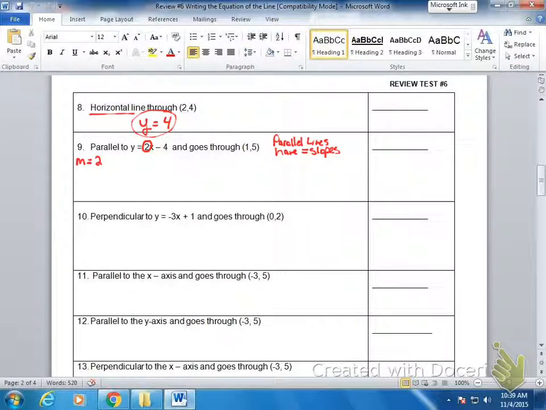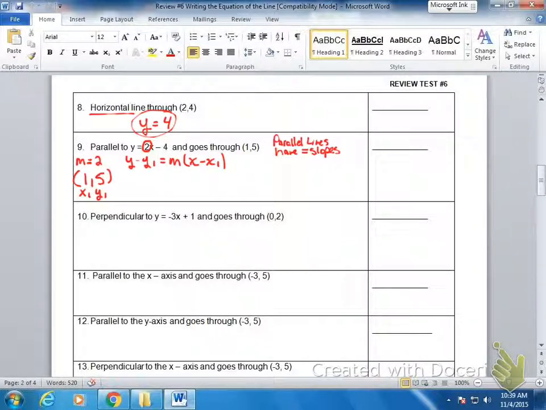Now, if it wasn't solved for y, like if it was like 2x minus 4y equals 6, you'd have to solve it for y to find your slope. Now, they also gave me the point 1,5. Well, that's x1, y1. So now again, we can use the y minus y1 equals m times x minus x1. So fill it in. You should be able to get that one.